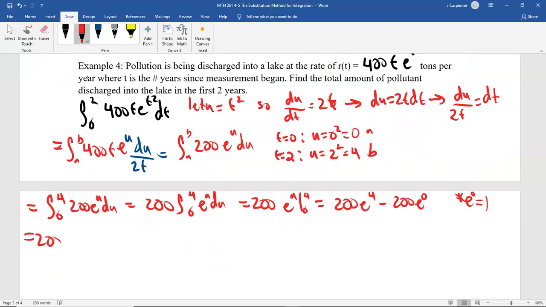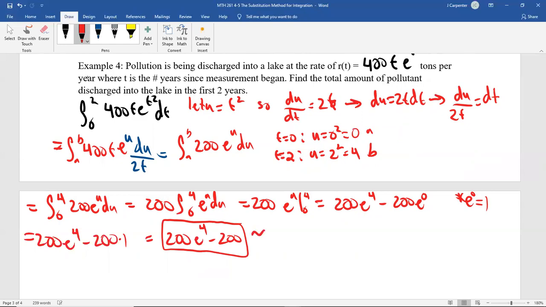So this is just 200 times e to the 4th minus 200 times 1. Just 200 e to the 4th minus 200. Now there's your analytic answer. But of course, this is an application, so we probably want to approximate this by jamming it into a calculator.